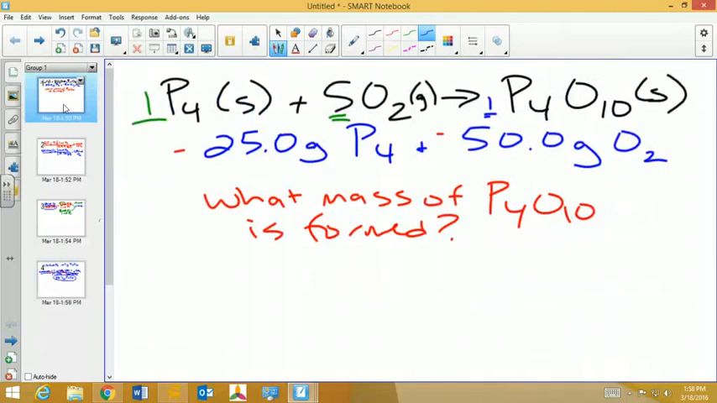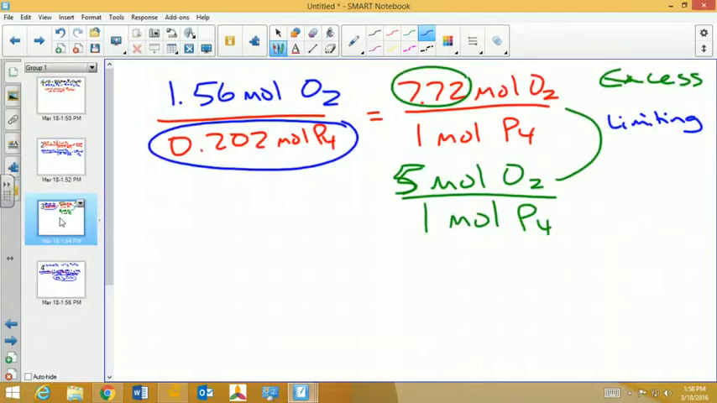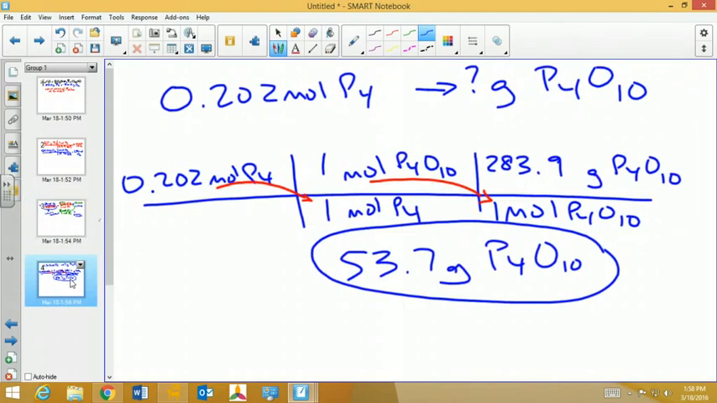So all of that was to answer this one question of what mass of this is formed from that amount. I first took my grams and made them into moles, took my moles and made a ratio of them, compared this ratio to this ratio, which I got again from my balanced equation. Find that this is my limiting reactant. Then take that limiting reactant moles and find grams of P4O10.